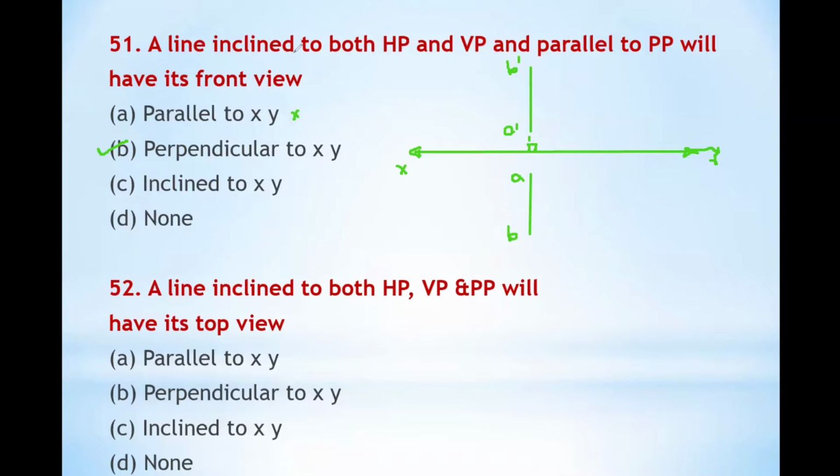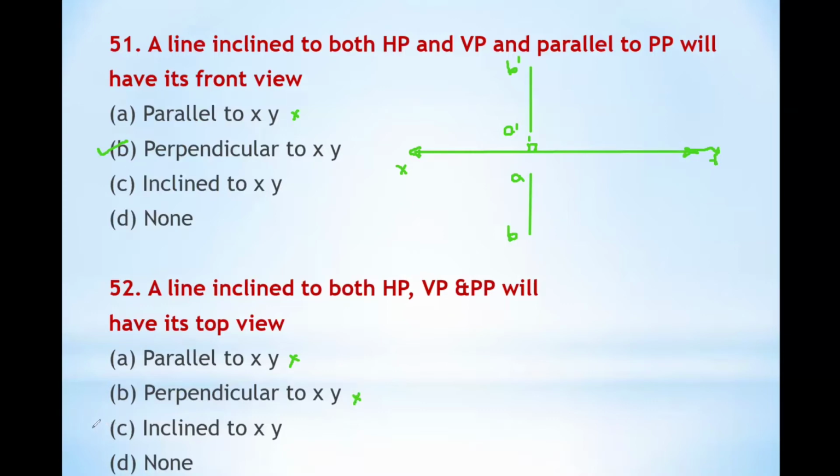Okay, in this case we are already aware that if the line is inclined to all the planes, meaning HP, VP and PP, then whatever its top view and front view is, we get them inclined to the XY. But out of this, they have asked only how its top view will be. So let us see the options. First one, parallel to XY, is not possible, because we are not getting the top view parallel to XY. Next, perpendicular to XY, is also not possible. Next, inclined to XY.